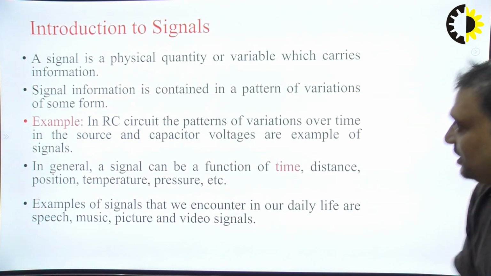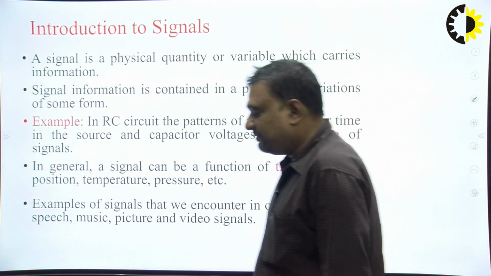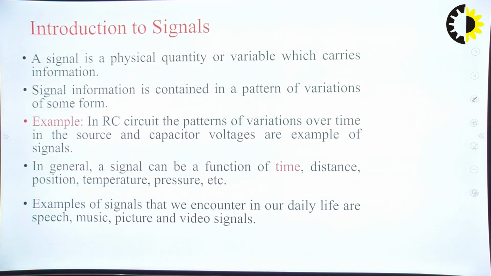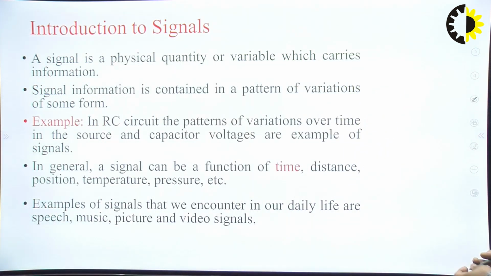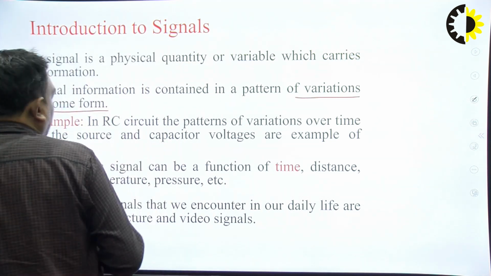Let us start with the introduction to signal. What do you mean by a signal? A signal is basically a physical quantity which carries some information, and which varies with respect to some independent variable. The information in the signal is basically contained in a pattern of variations of some form.